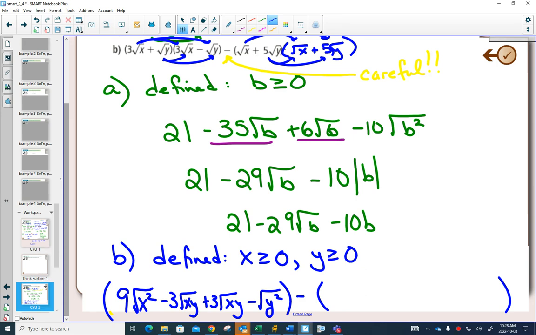For the second one, I have root x times root x. That would be root x squared. Root x times 5 root y will be plus 5 root xy. In the middle, I would have that again, plus 5 root xy. Does it matter if I write yx or xy? No. Multiplying doesn't matter the order. So typically with variables, you write them alphabetically. That way it's easier to see like terms. And finally, we have 5 times 5, which will be 25. Root y times root y is root y squared.